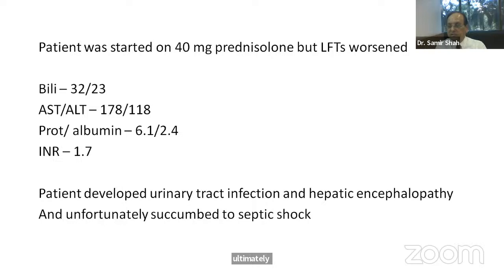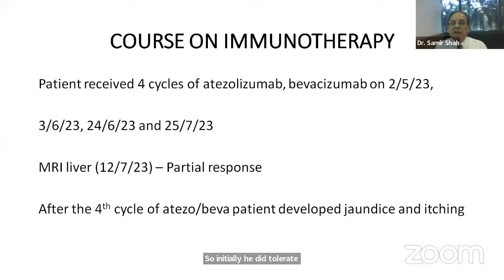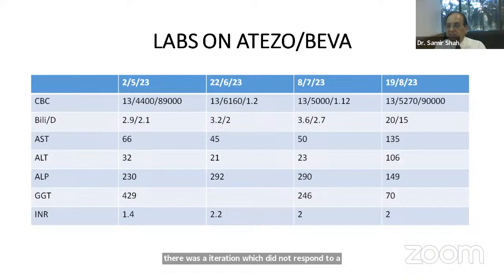So initially he did tolerate the atezolizumab-bevacizumab for at least four cycles. And in the fourth cycle, suddenly there was a deterioration which did not respond to prednisolone. Professor Lewis, your thoughts on this? What do you feel happened? And whether we could have done anything differently?